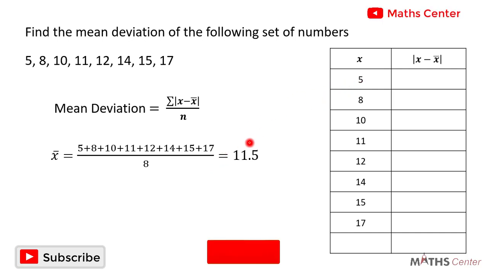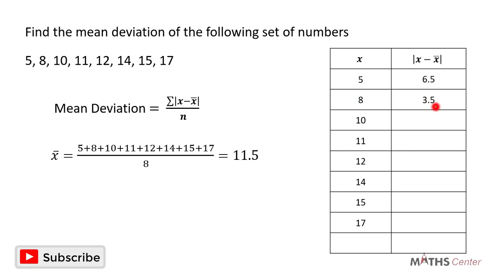Now I will subtract the mean from the x values here and then find its absolute value. So the first one will be 5 minus 11.5. That one will give us negative 6.5. But the absolute value of negative 6.5 is 6.5. The next one is 8. So I have 8 minus 11.5. That will give us negative 3.5. But the absolute value of negative 3.5 is 3.5. The next one is 10. So you have 10 minus 11.5. That will give us negative 1.5. The absolute value of negative 1.5 is 1.5.